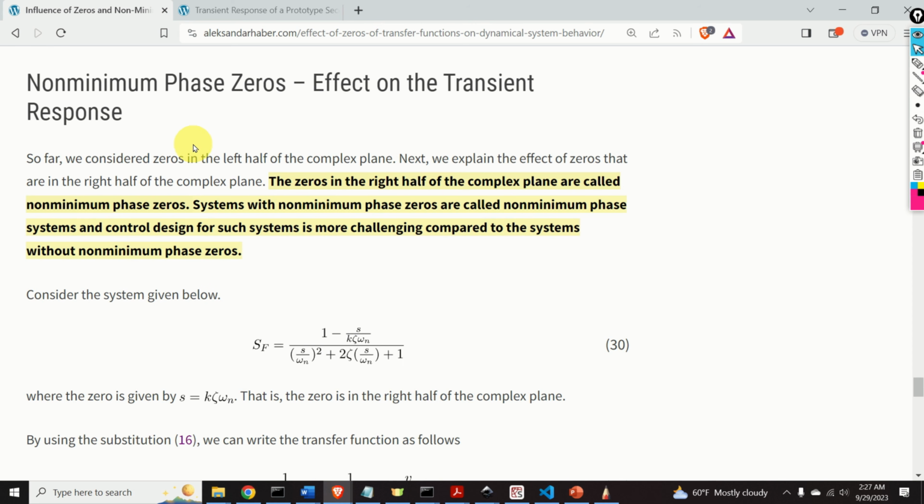Next, we will consider the case when we have a non-minimum phase zero in our system. The zeros in the right half of the complex plane are called non-minimum phase zeros. Systems with non-minimum phase zeros are called non-minimum phase systems, and control design for such systems is more challenging compared to the systems without non-minimum phase zeros.